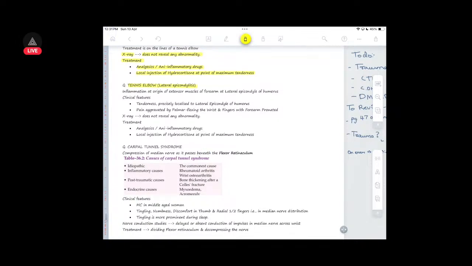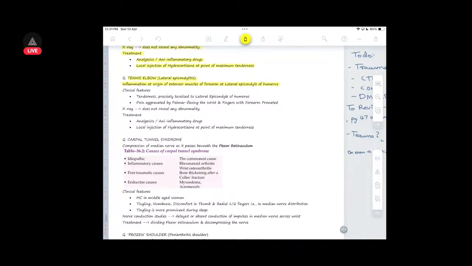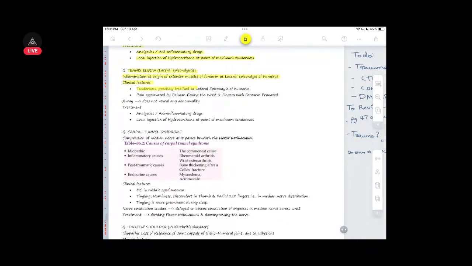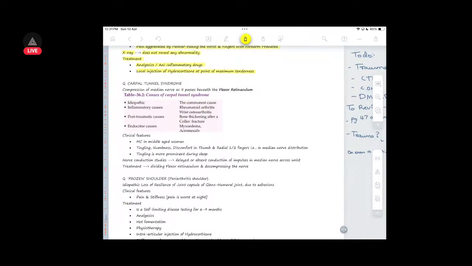Tennis elbow is inflammation at the origin of extensor muscles of forearm at the lateral epicondyle of humerus. Clinically, there is tenderness precisely located to the lateral epicondyle of the humerus. Pain aggravated by palmar flexing the wrist with forearm pronated. X-ray does not reveal any abnormality. Treatment, you have analgesics, anti-inflammatory drugs, and local injection of hydrocortisone at the point of maximum tenderness can be done.